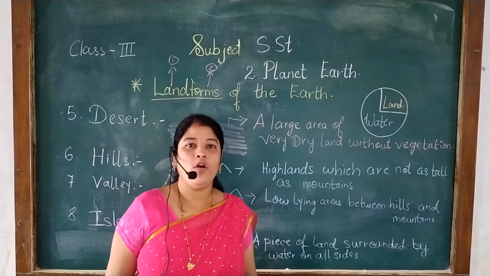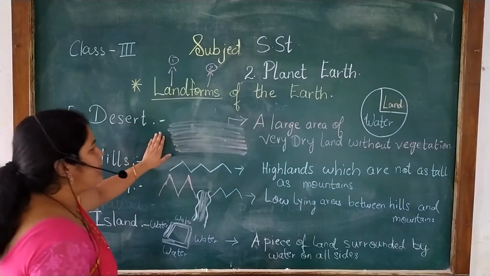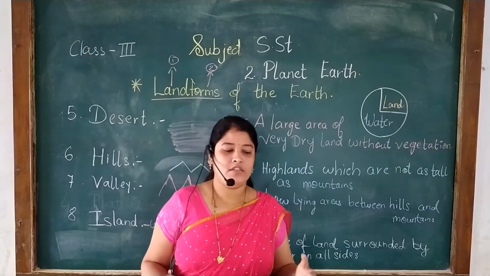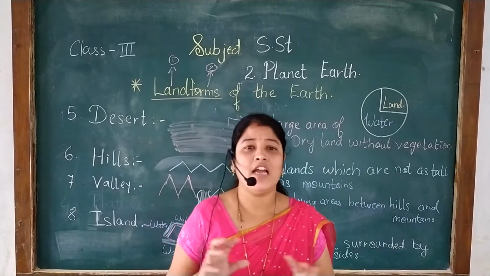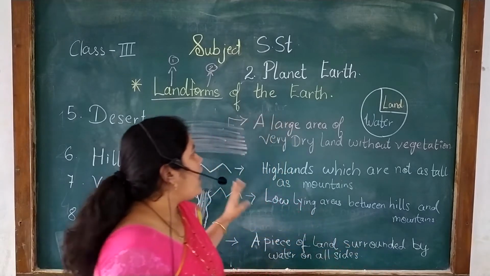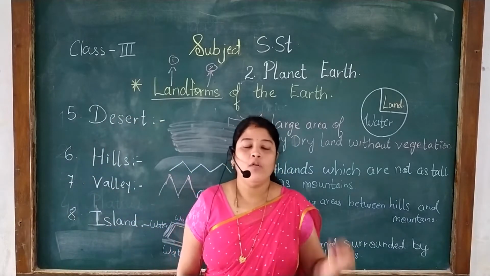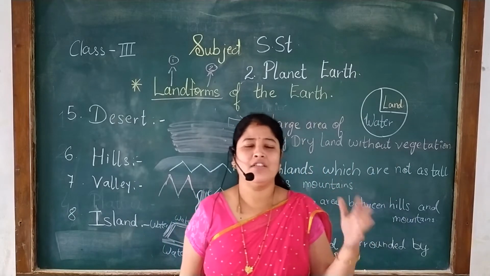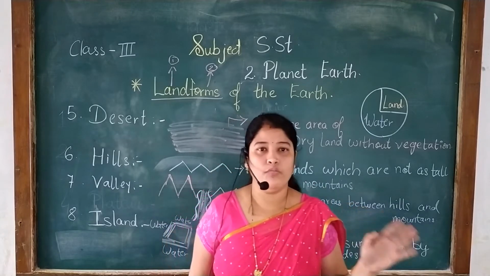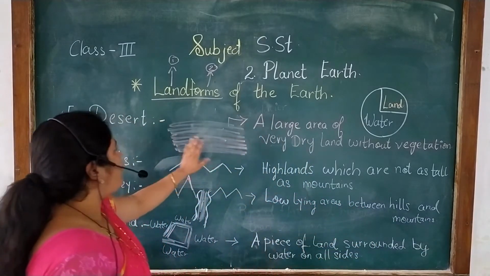So students, now next landform, desert. What is a desert? You know Rajasthan, Gujarat places, most of the areas in Rajasthan, they are very dry land. So a large area of very dry land without vegetation. What is vegetation? Plants, trees, means in those areas plants and trees are not grown much and the area is very dry.